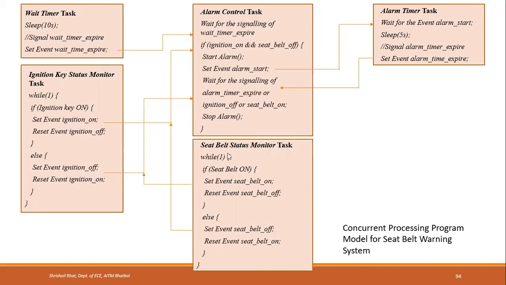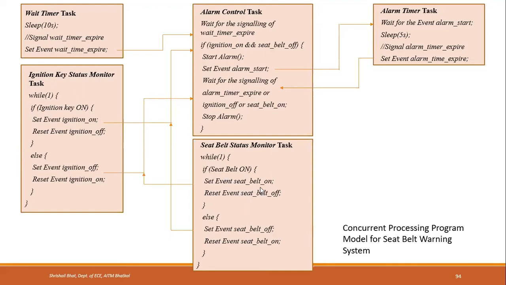Similarly, there is another monitoring task, that is seat belt status monitoring task. This will also be in a while loop because it is checking continuously the status of the seat belt. If the seat belt is on, that means if seat belt is fastened, you set the event seat belt on and reset the event seat belt off. Else, that means if seat belt is off, you set the event seat belt off and reset the event seat belt on. That means if you have fastened the seat belt, then the event seat belt on will be set.